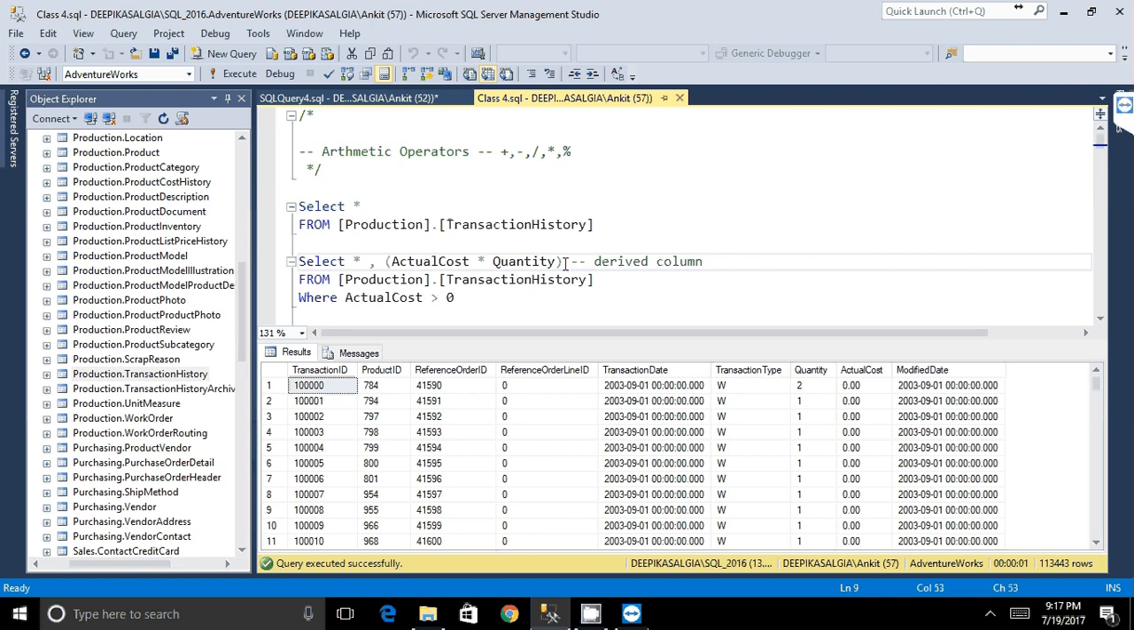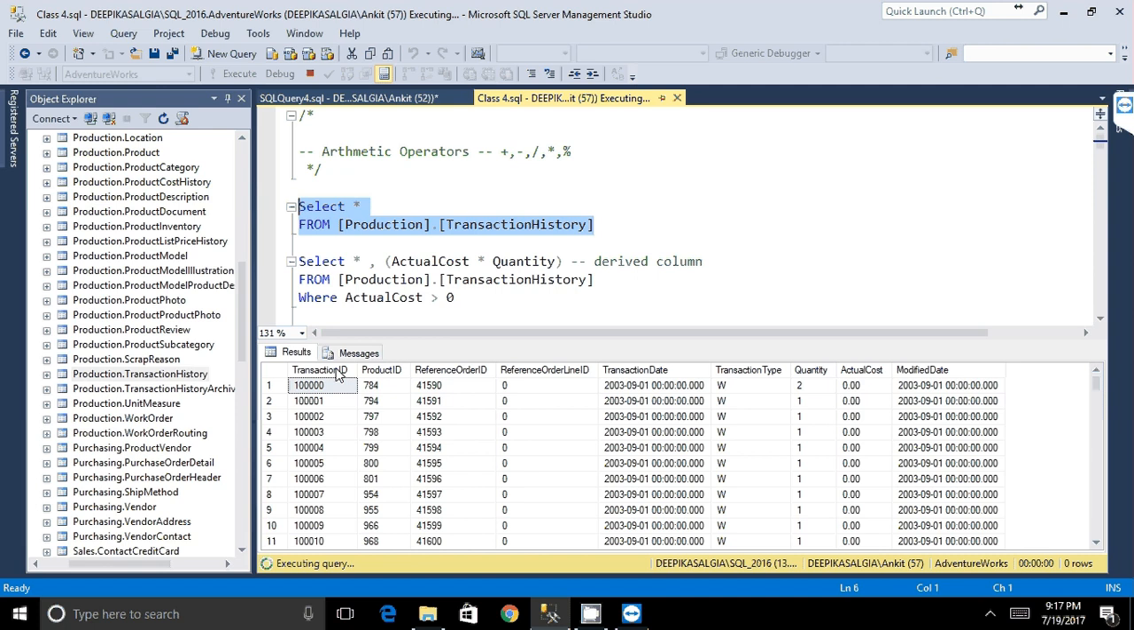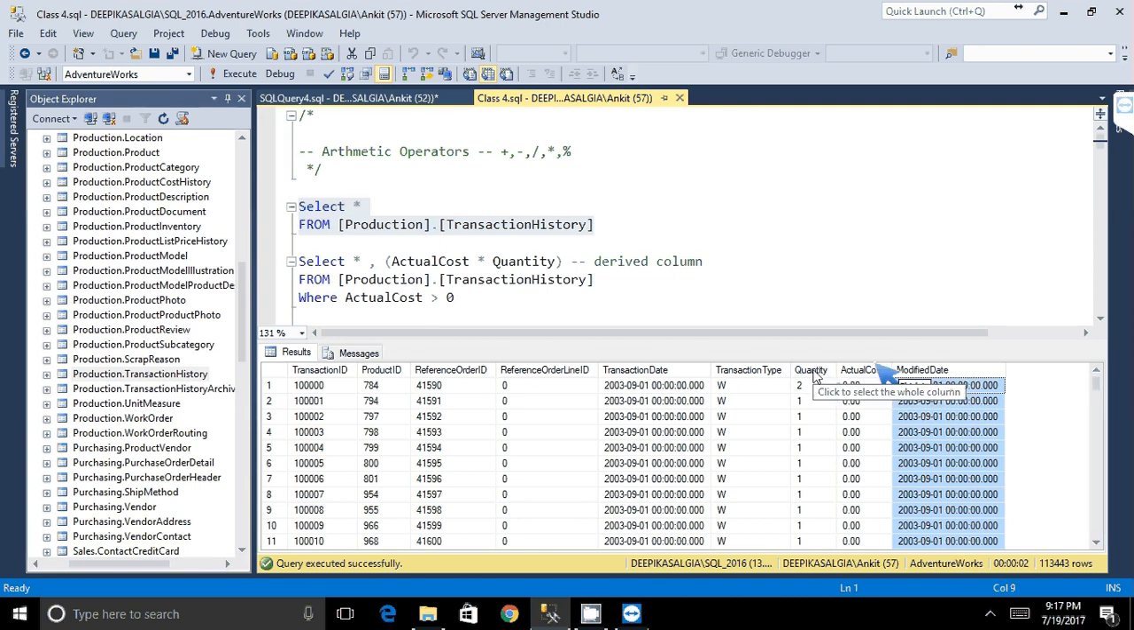All we are interested in is the table because we're trying to create derived columns, or calculated columns. That is when you combine two existing columns on your table to get a third new column. Let's say on your production history, you have all these columns from TransactionID to ModifiedDate. But let's say you want one more column, the multiplication of actual cost by quantity, which will be the total cost. Do you have the total cost here on the table?